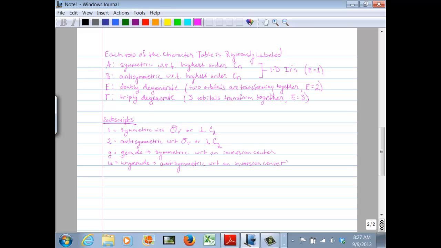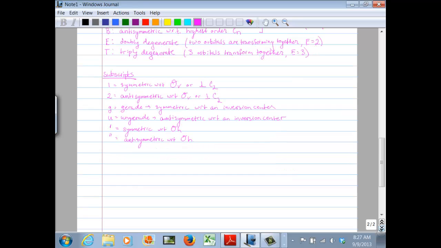And then there's one more thing that you can have, and that's a prime or a double prime, and that's not technically a subscript, it's a superscript, but I'll write them here as well. So 1 prime tells you that it's symmetric with respect to a sigma H. And a double prime tells you it's antisymmetric with respect to a sigma H.